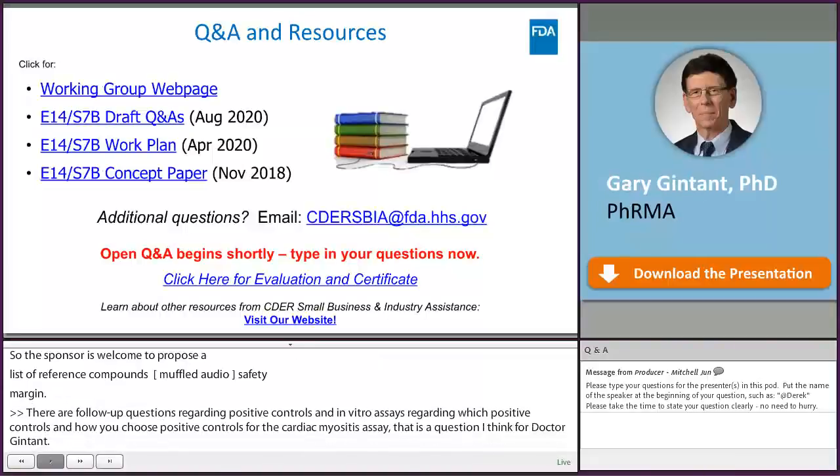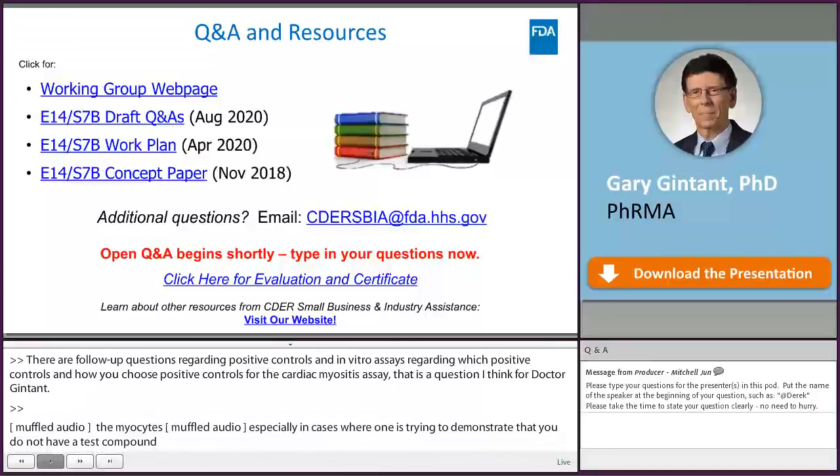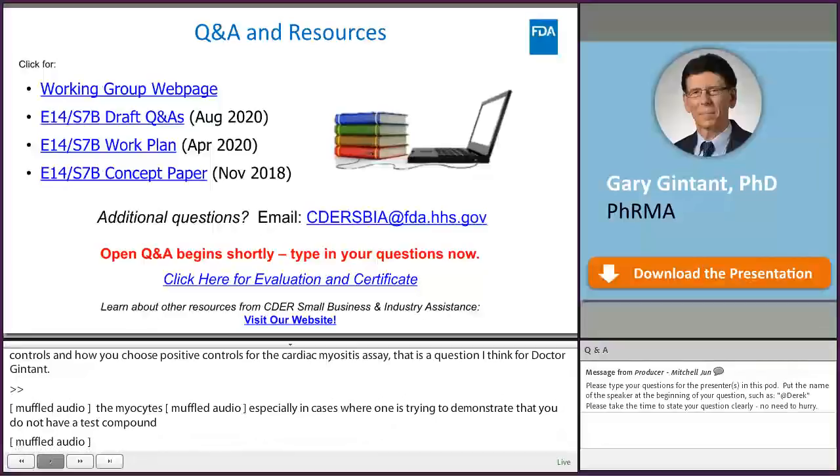So thanks for the question. Regarding positive controls on the myocyte, it's essential to demonstrate sensitivity of the biology in your study, the myocytes, with positive controls, especially in cases where one is trying to demonstrate that you do not have a test compound that, for example, blocks hERG. It's important to know that the biology that you're studying does indeed express functional hERG current, and this is the importance of using a positive test compound such as E-4031 or P1 hERG defibrilate.